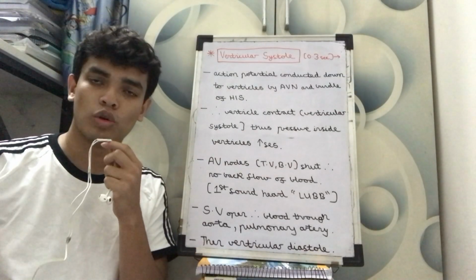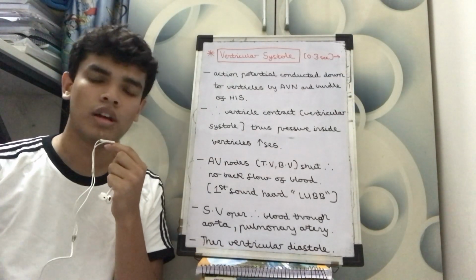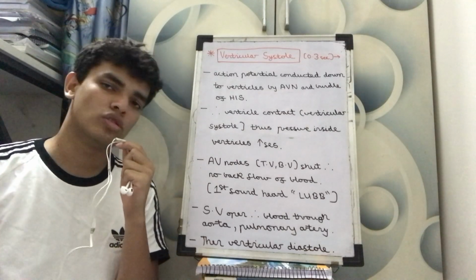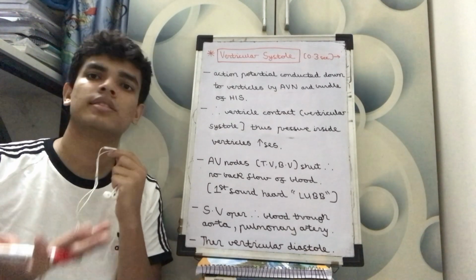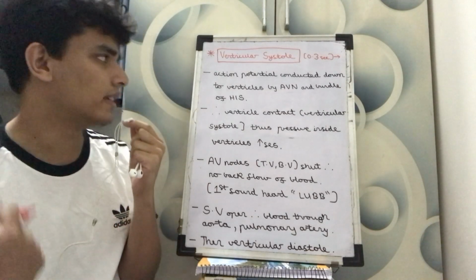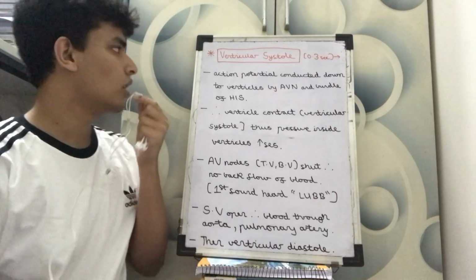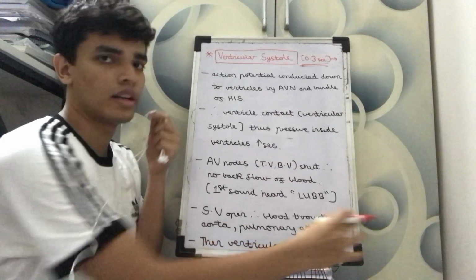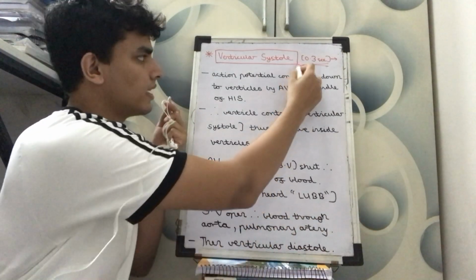Okay guys, let's start with ventricular systole. Just now we completed the atrial systole. I hope you understood it. So now the blood is in the ventricles, as I told you. The ventricular systole is of 0.3 seconds, as I told you.